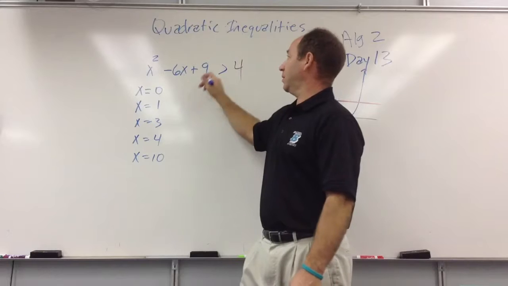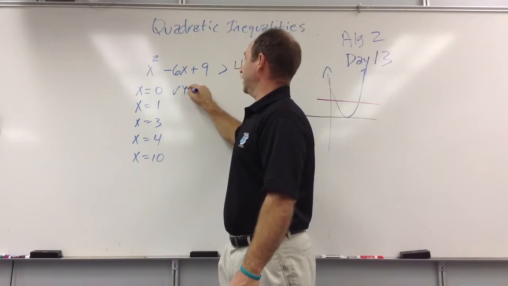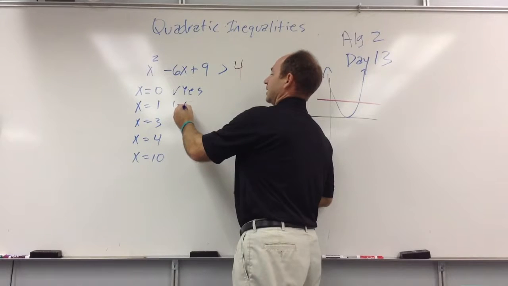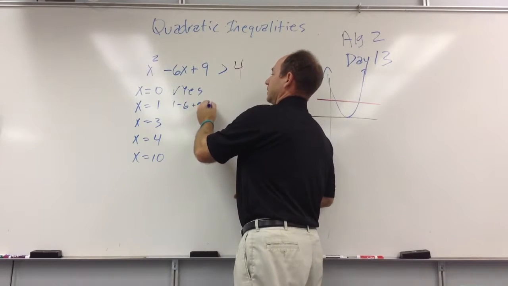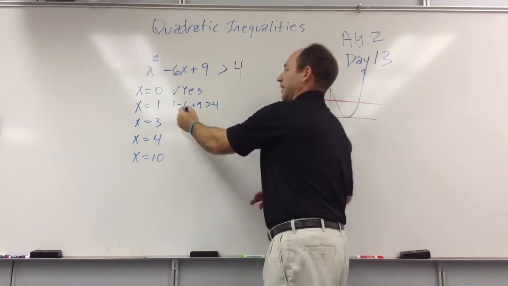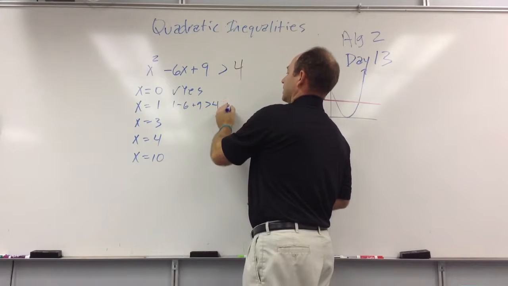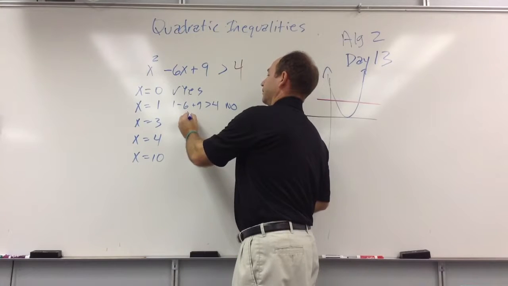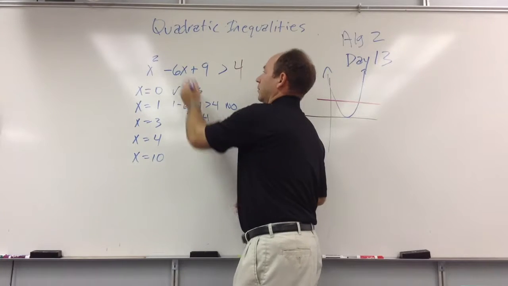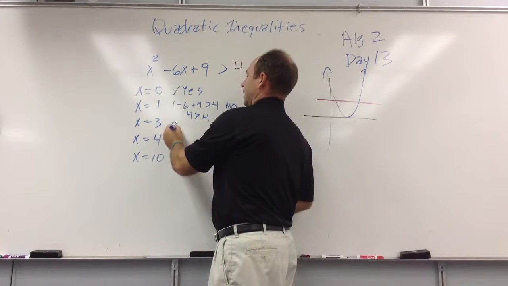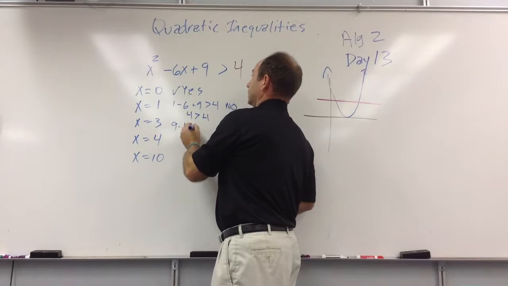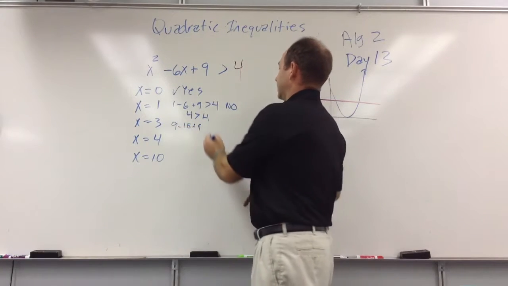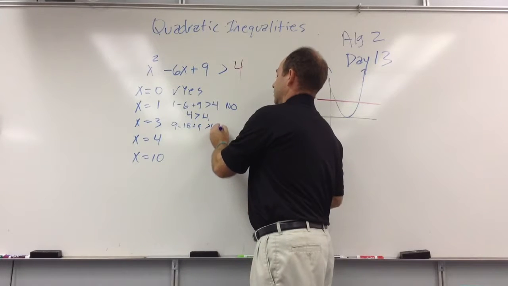When I put in 0 here, 9 is greater than 4, that's a yes. We put in 1, let's see. 1 minus 6 plus 9, is that greater than 4? That's negative 5 plus 9 is 4, no, it's not strictly greater. Interesting though, because it was exactly 4. Okay, when I put in 3, we get 9 minus 18 plus 9. So the 9 plus 9 is 18. Is that greater than 4? And the answer is no.